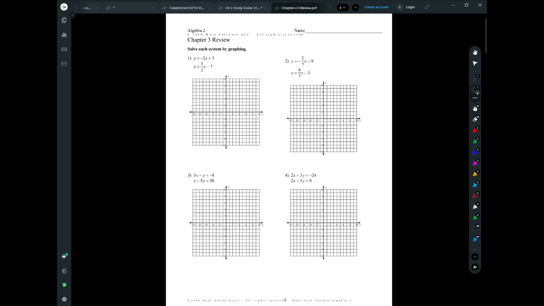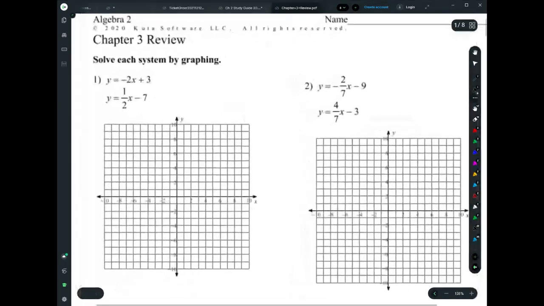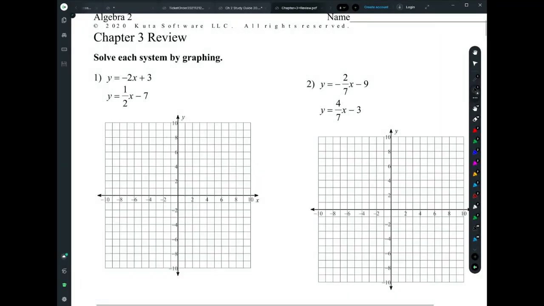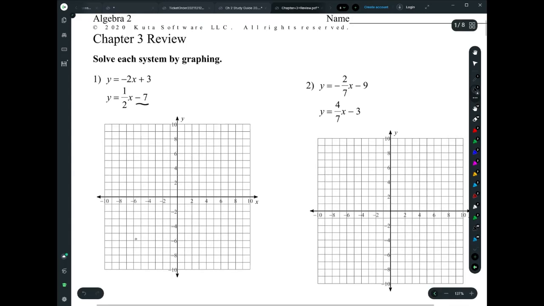And here is the Chapter 3 review, solving systems of equations. This first technique is solving by graphing. Pretty straightforward in that you're going to graph both lines. Remember that these are the y-intercepts.